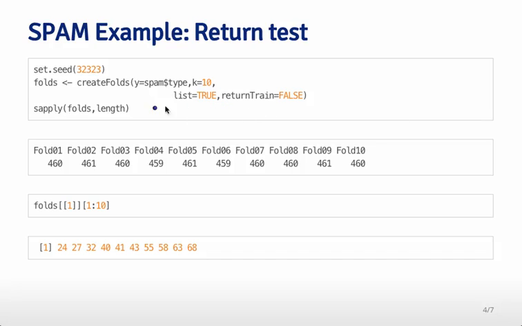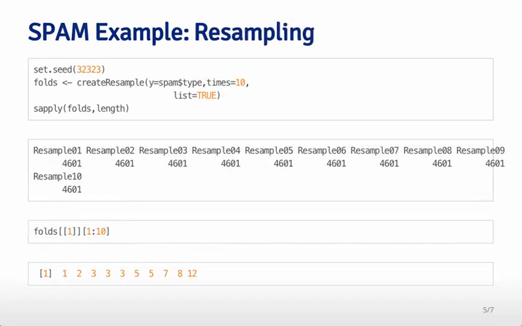So remember, I'm splitting the data set about 75-25 into training and test sets. And so what I can do is I can say returnTrain equals false, and then what it'll do is it'll actually return just the test set samples. So here you can see that there's a much smaller number of samples in each fold, and that's because most of the samples are going to the training set. And again, you can look at, for fold 1, what are the samples that actually correspond to the testing set in that fold.